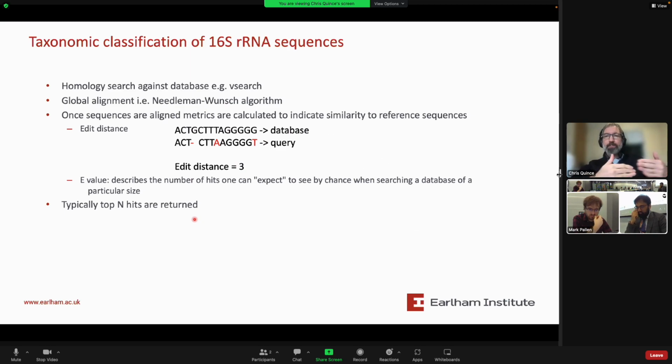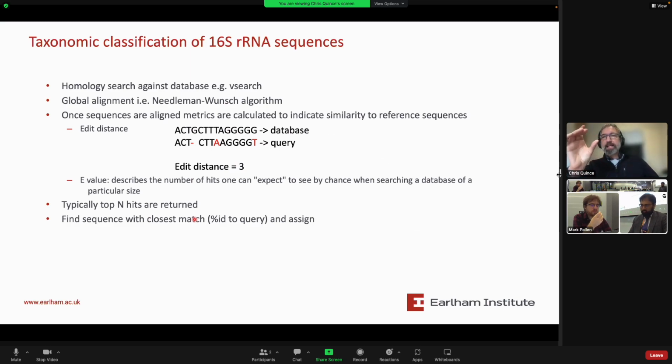Typically you get back the top N hits. Now, often, and I think this is true of the data pipeline that you're going to do later, you simply assign your sequence to the top hit. And that's actually probably reasonably good for 16S. You can do something slightly more sophisticated, where you would take the top N hits, or the top hits which are above a certain threshold.